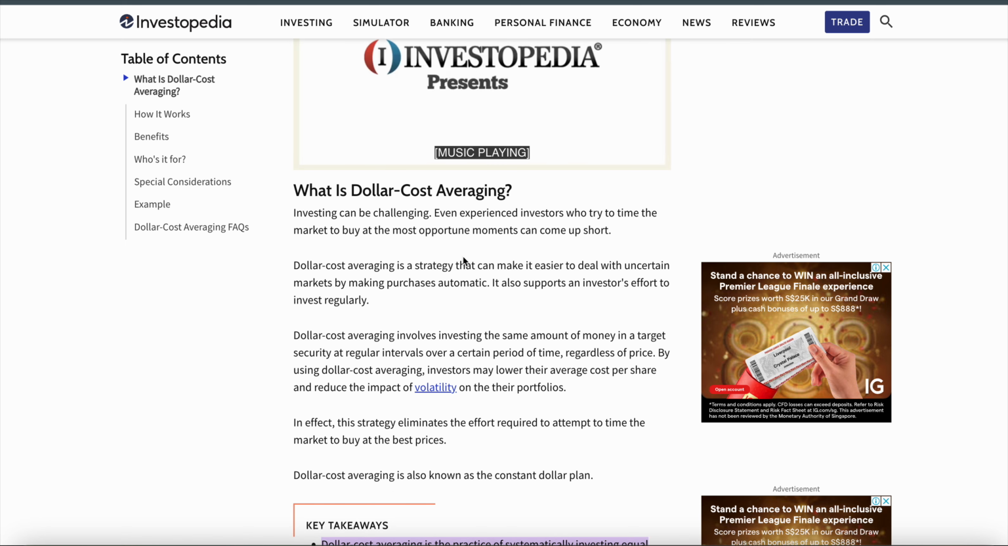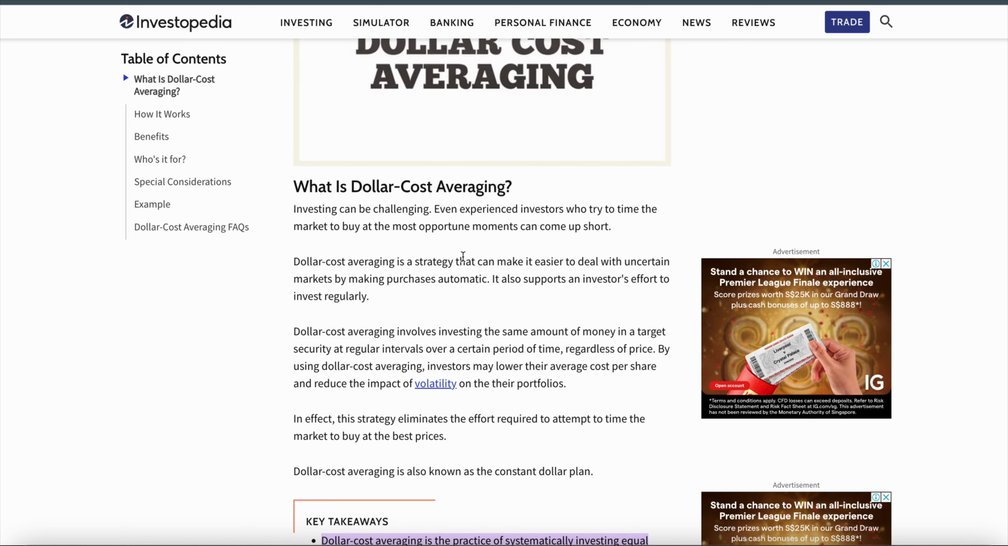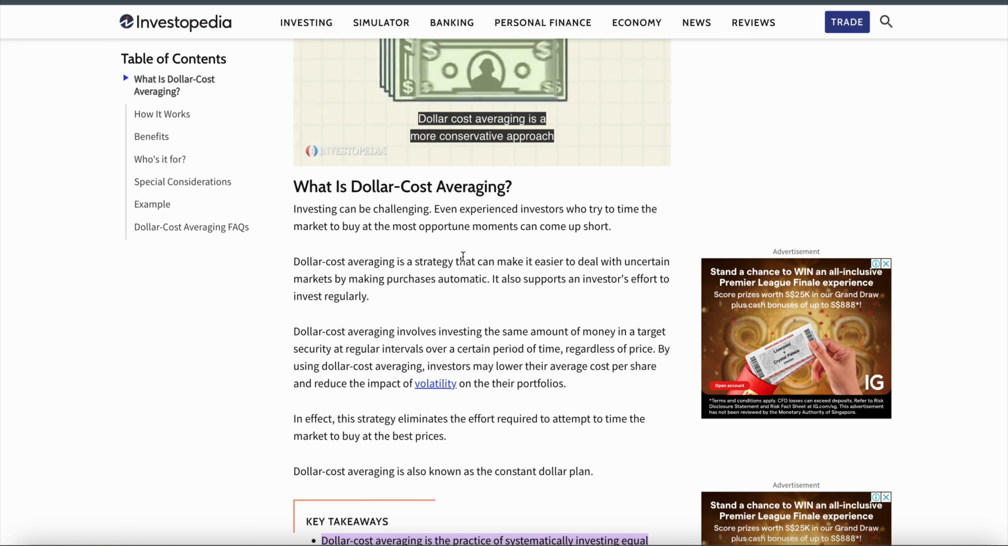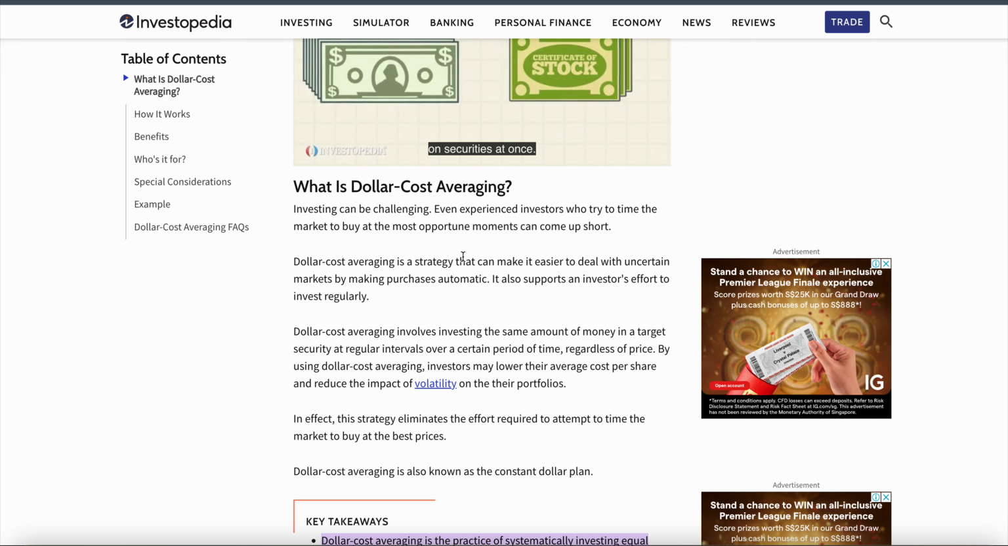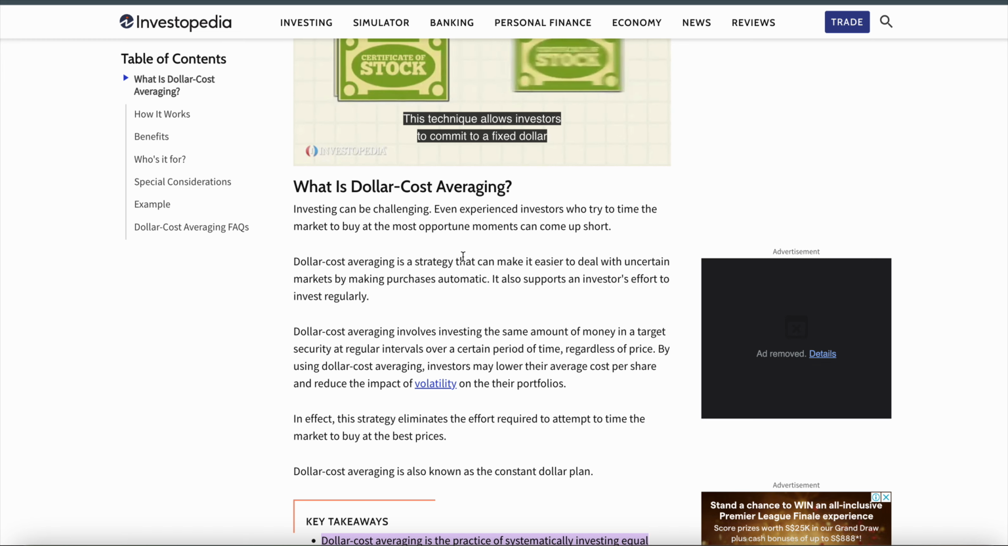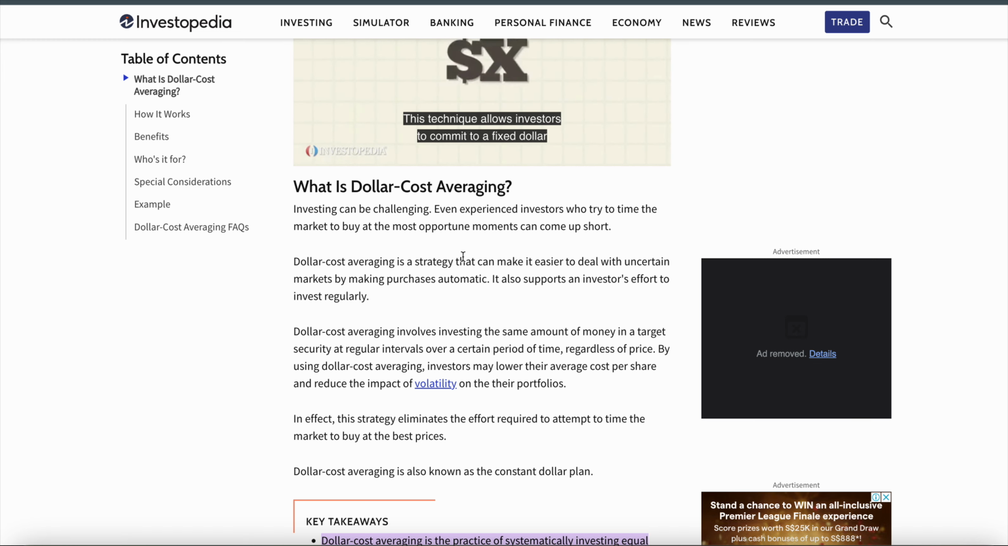You're not trying to pick the right price or anything. You're like, hey, it's January 1st. I'm buying Bitcoin. Whatever price it is, it's $100 there. It's February 1st, $100 in there. March 1st, $100 into Bitcoin. Doesn't matter what the price is. Doesn't matter what the volatility is.